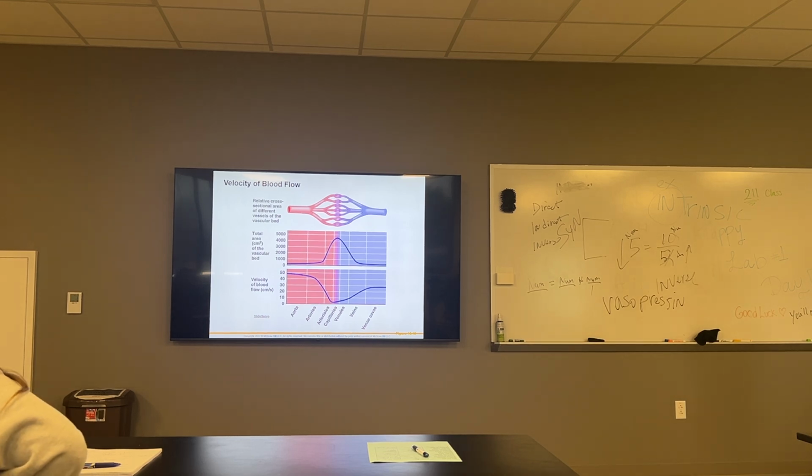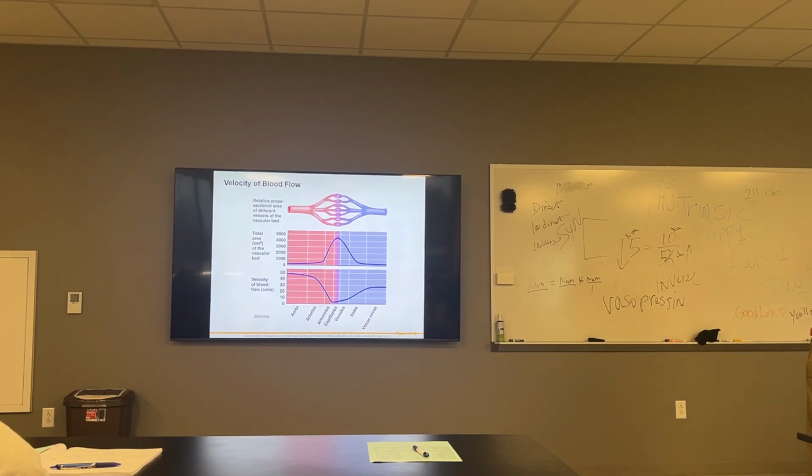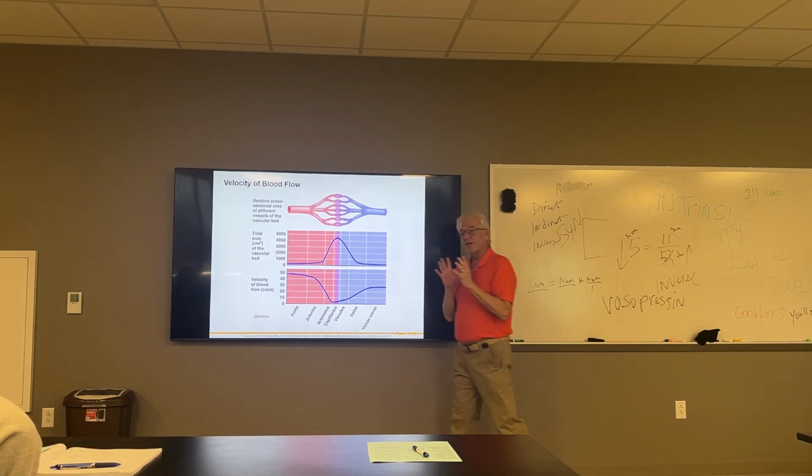Just like there's only one place that's the highest. Where's the highest velocity? Aorta. Got it? And the lowest is not the vena cava. That's the lowest pressure, but not the lowest velocity, not the lowest speed, is it? Okay. But I just want you to understand why.